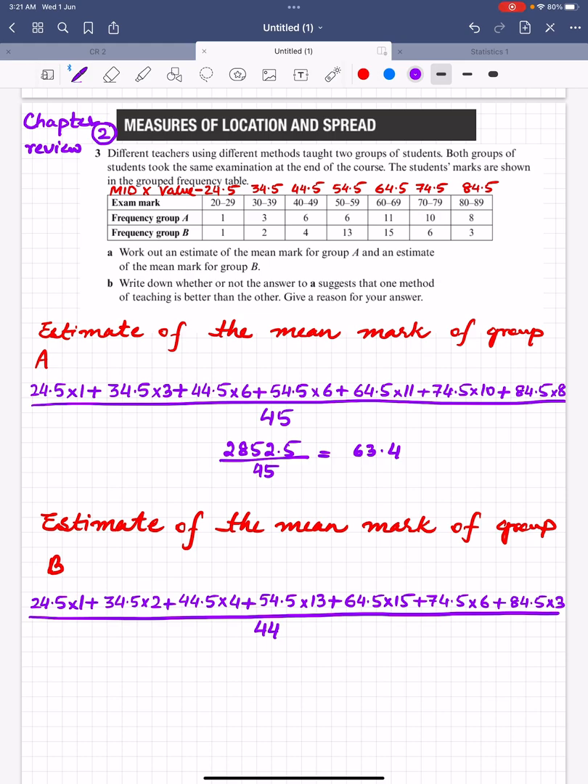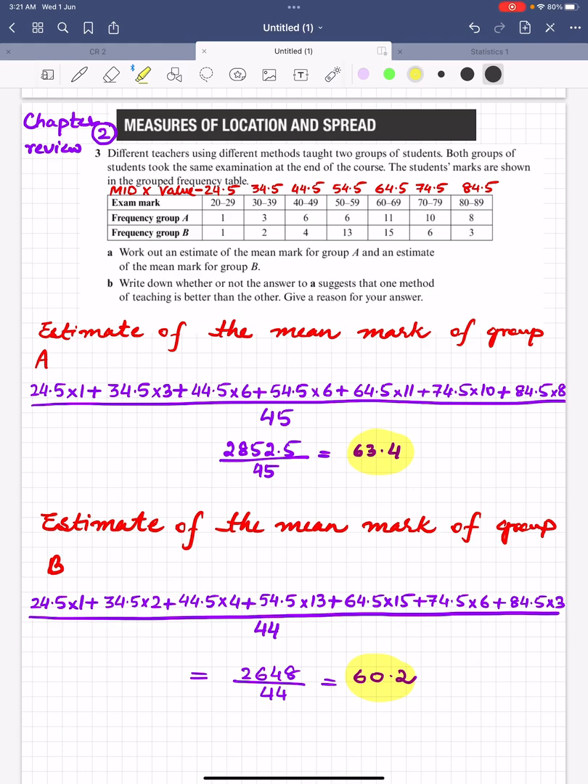In the same way, we find the estimate of the mean for the students of group B, and we get the total as 2648 divided by 44, which is equal to 60.2. So we can clearly see that the students in group A have performed better compared to students of group B. Therefore, the method used to teach group A is better.